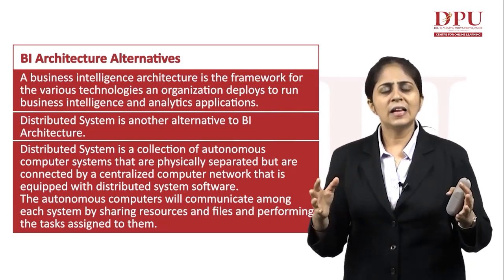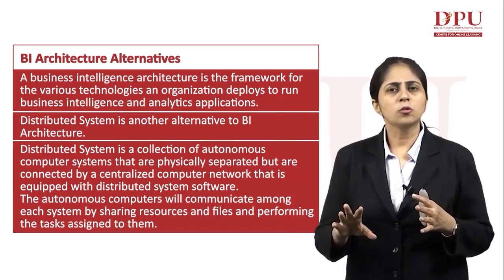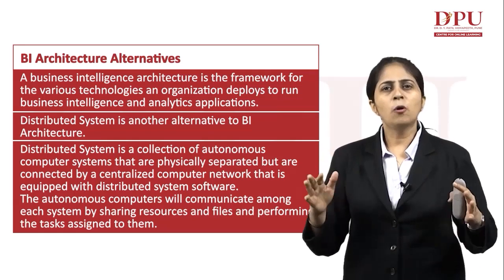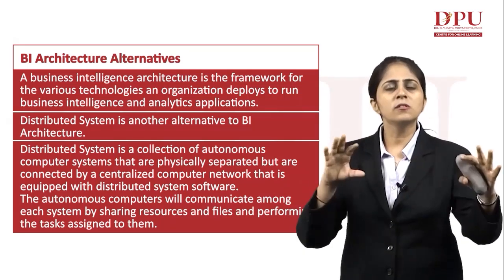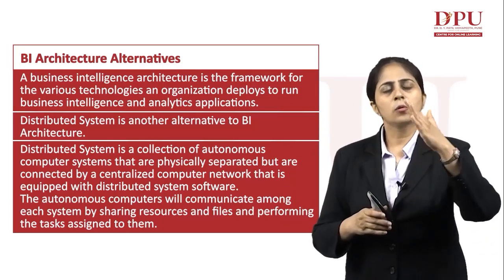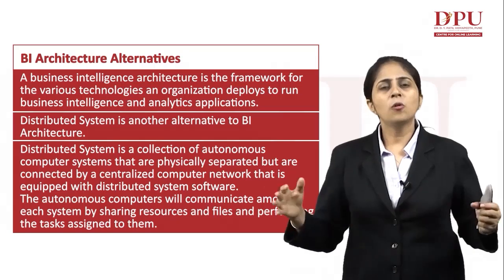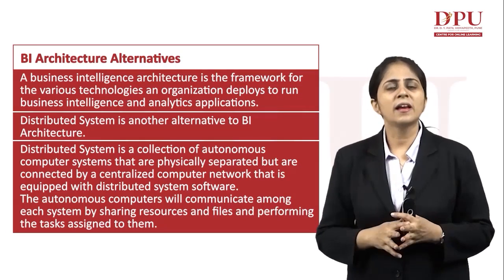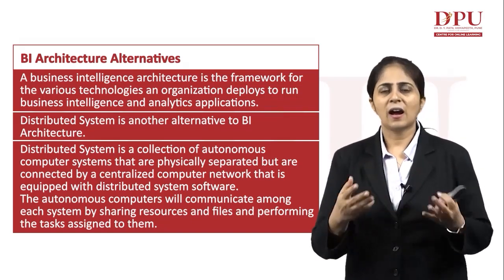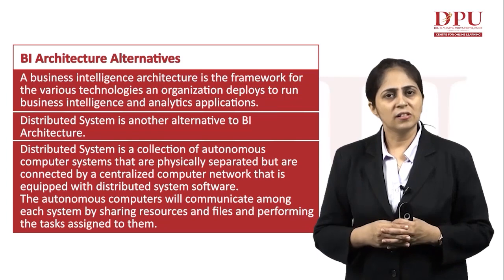The systems in the marketing department are all working as autonomous computers. They are all working separately as per the requirement of the marketing department. But we want that there should be a centralized system which controls all these departments, which will control all the marketing systems, all the systems being used in the IT department, and those being used in the finance department. So all these have to be controlled together via some centralized computers. That form of architecture is known as a distributed system architecture. So that is another form of architecture in which we can deploy our business intelligence tool.